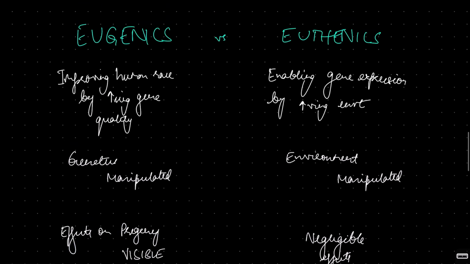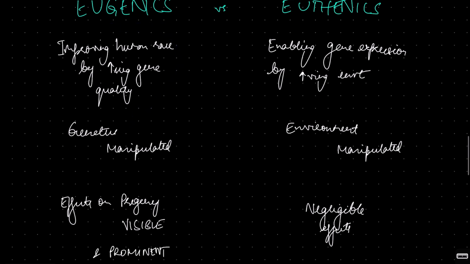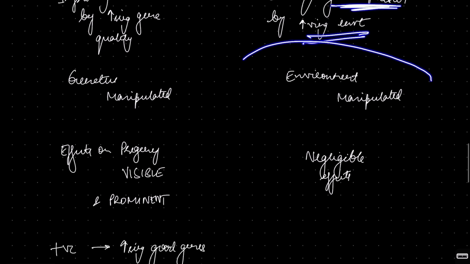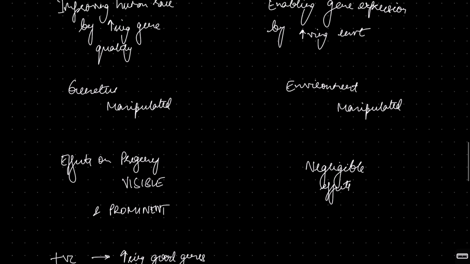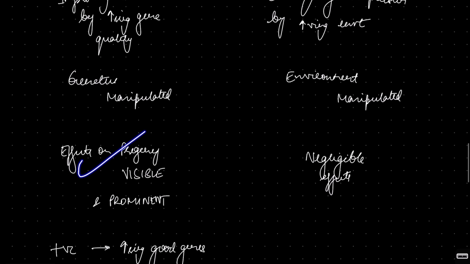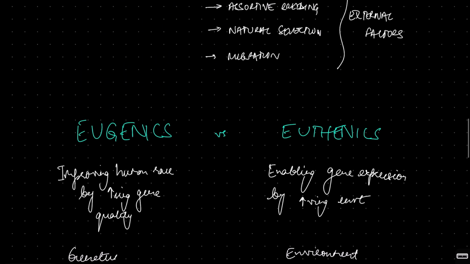Okay, this is about eugenics. It's everything to do with gene manipulation. Genetics are manipulated and we're trying to improve the gene quality. Whereas euthenics is environmental manipulation. We are enabling gene expression by improving the environment. So we are manipulating the environment. But euthenics, the effects on the progeny are negligible. You may or may not see it, and it takes a long time for you to have prominent effects. Whereas eugenics, you will have prominent effects. Euthenics, the effects may or may not be visible. Okay, this is about eugenics versus euthenics.